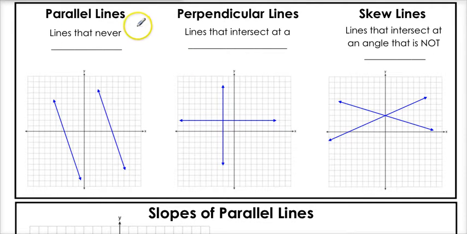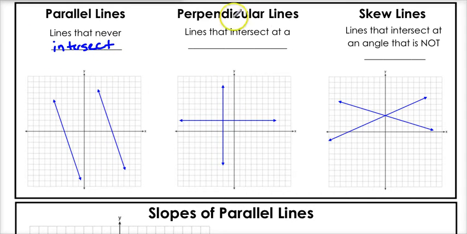So, what are parallel lines? Parallel lines are lines that never intersect. Okay, they never, ever intersect. They go on forever and ever, and they will never touch. Just like you see over here. This could go straight this way, this could go straight this way. You know, they're not touching anytime soon.